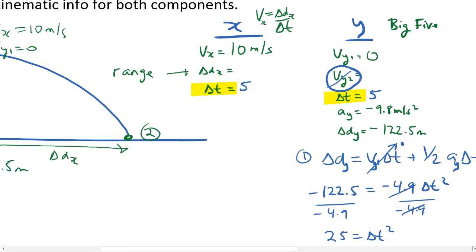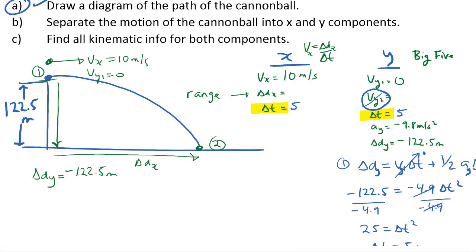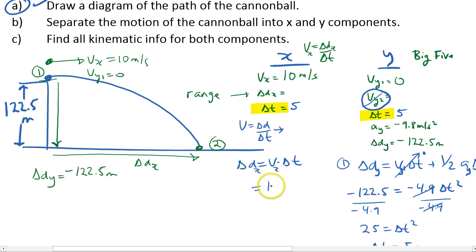All right, what do we know so far? We know it took 5 seconds for that ball to hit the ground. How far does it move horizontally in this time? If I use this equation, v is equal to delta d over delta t, and I want to solve for delta d, so delta d is equal to v times delta t, in this case delta dx and vx. So it's going to be 10 times 5, so it will go 50 meters. So my answer here is 50 meters.